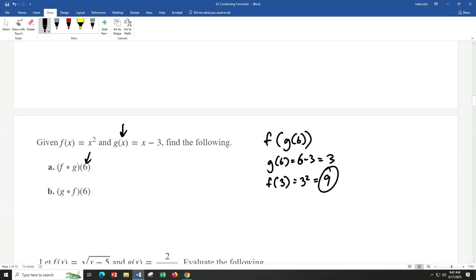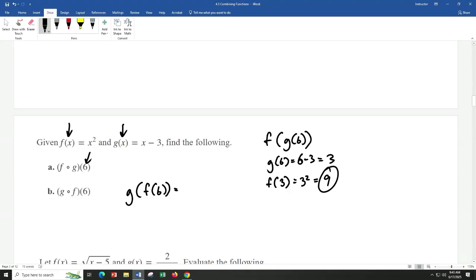How about g of f? Well, for g of f, which one am I going to calculate first? f, because it's g of f. Notice you're seeing this: g of f of 6. Well, f of 6 is what? Not 12. 6 squared. 36. Right. So that becomes a 36.